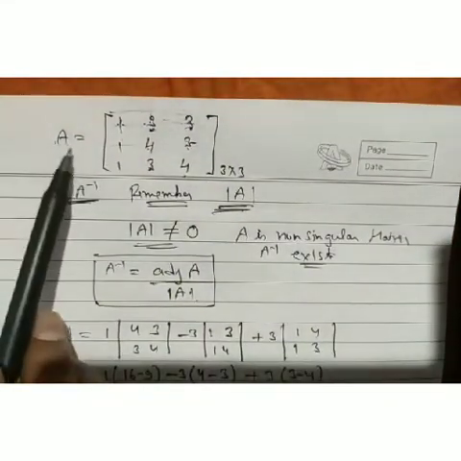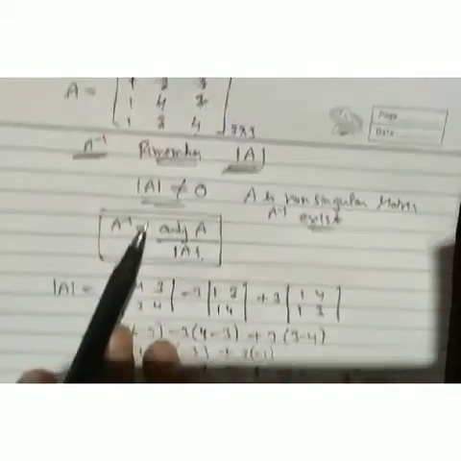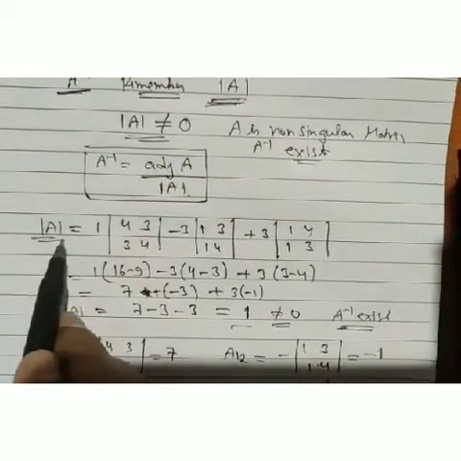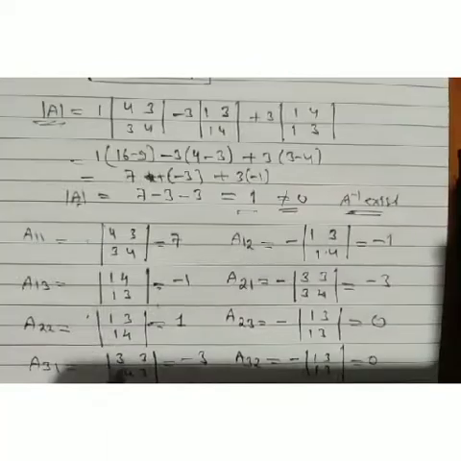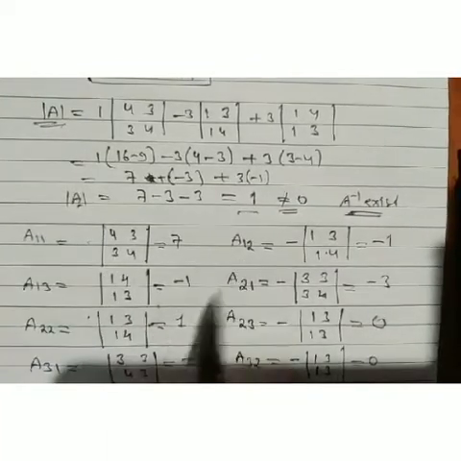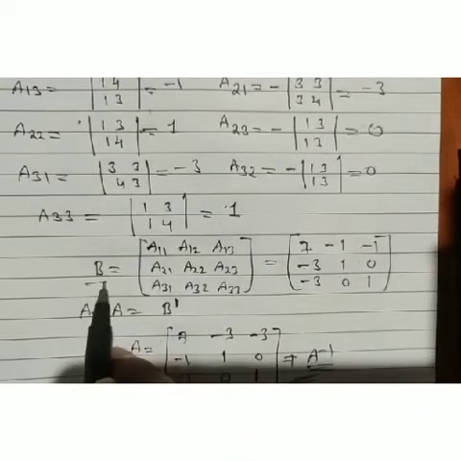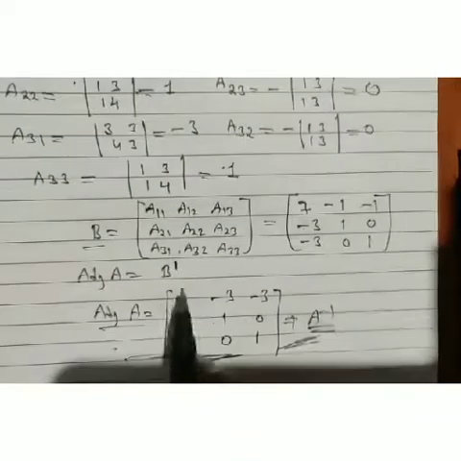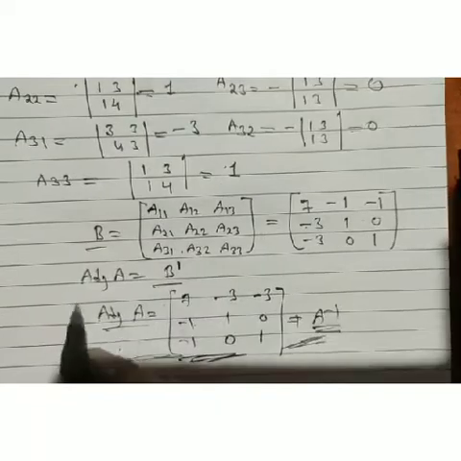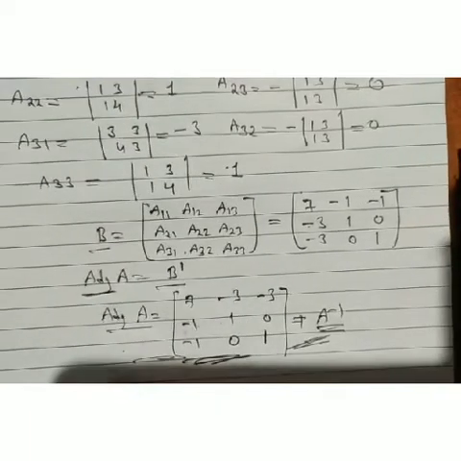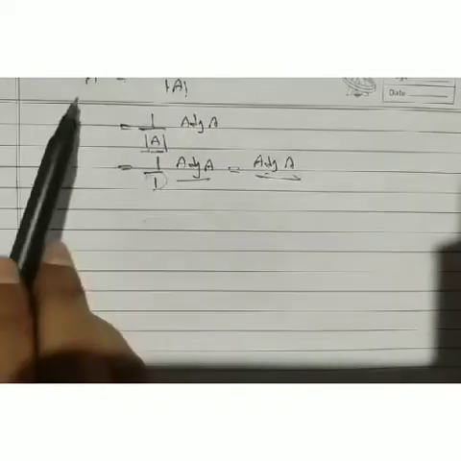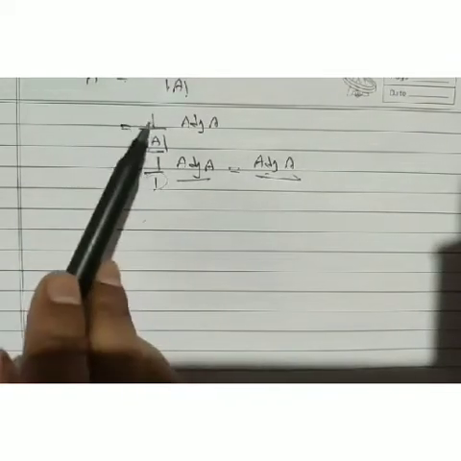Let me revise again. Whenever we have any matrix, first of all we find its determinant value. Then we find the cofactors of each element and form a matrix of the cofactors. When we take its transpose, we get the adjoint of A. After that we use the formula: A inverse is given by adjoint of A divided by determinant of A.